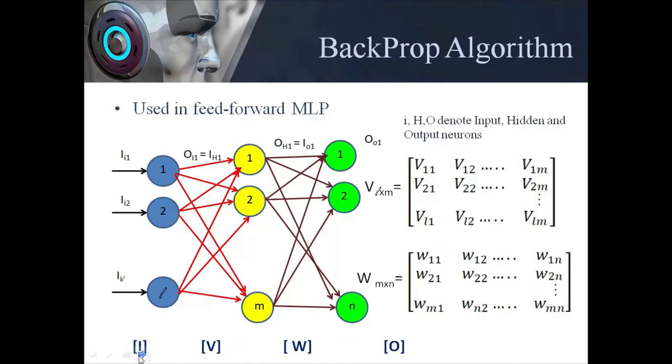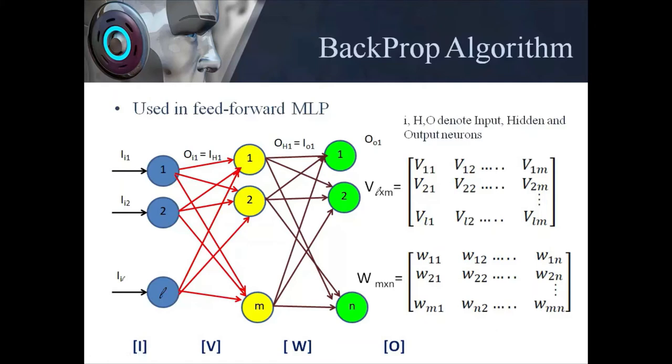I is the matrix of input, V is the matrix of the weights between the input and the hidden layer units, W is the matrix of weights between the hidden layer and the output layer units, and finally we have a matrix O, which is the matrix of the outputs which have been computed. Okay, so with this knowledge we start with the backpropagation algorithm.